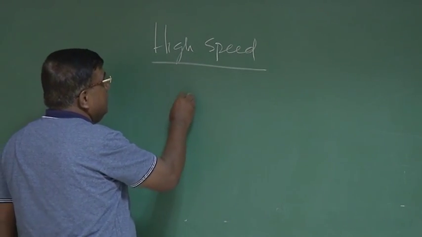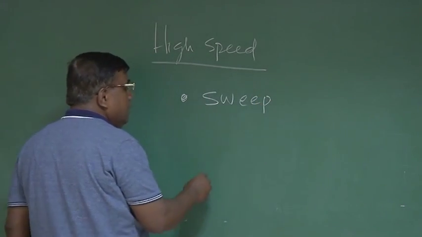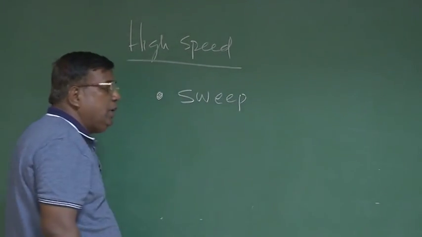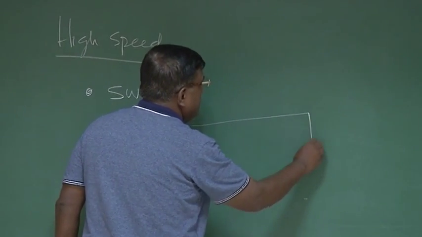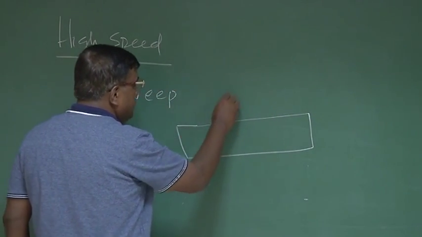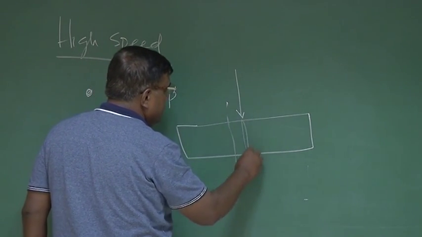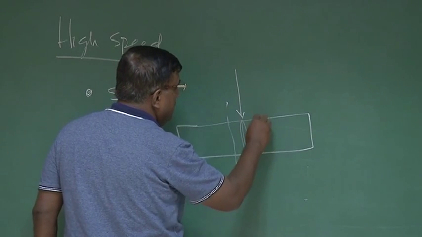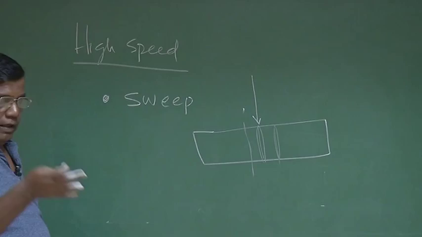When I come to high speed, you will see one term is very popular, which is sweep. That is, if you see an airplane, before I draw the diagram, let us see if this is a wing and there is a flow here, right? And the aerofoils are here, like this, staggered. I'm showing only the cross section, okay?